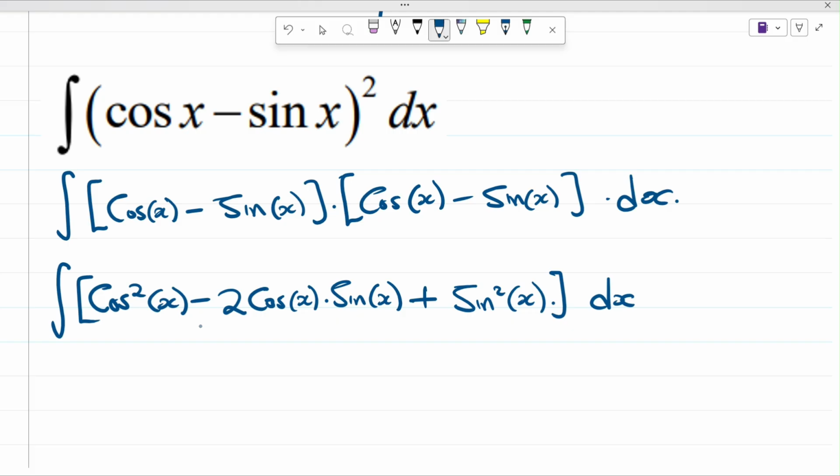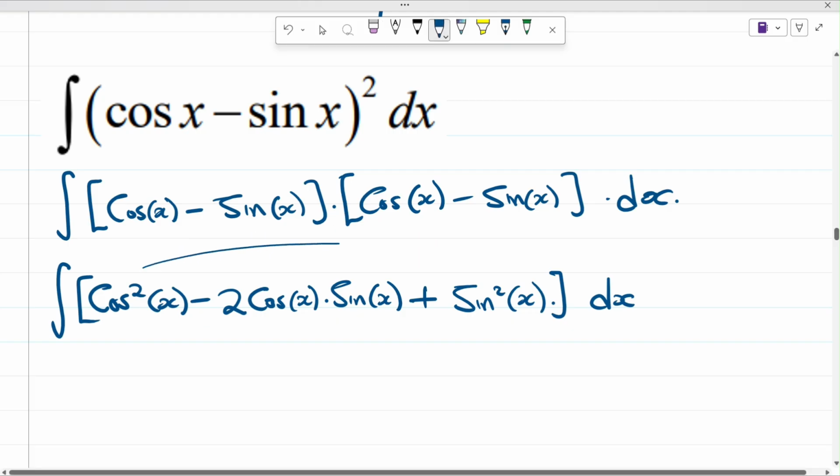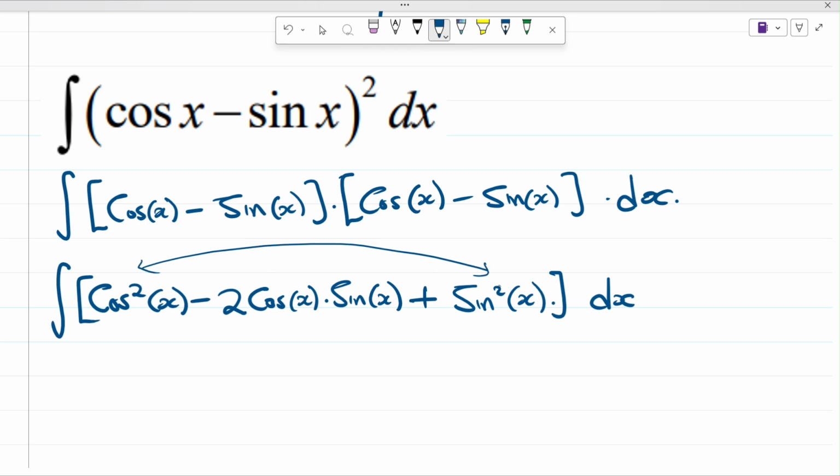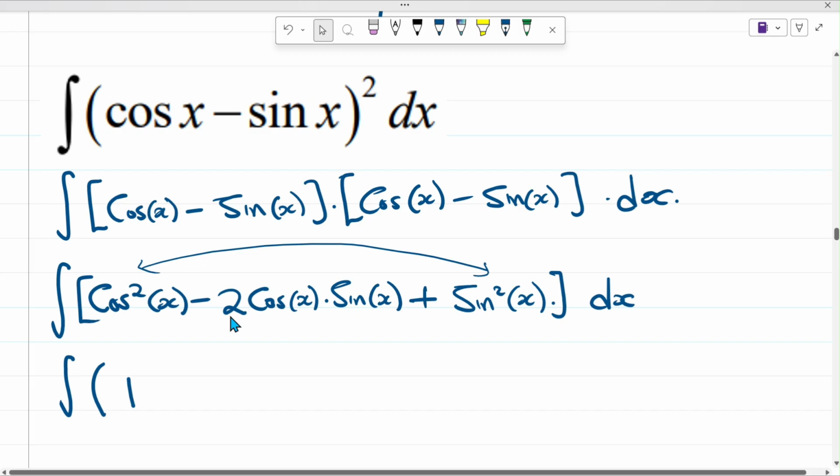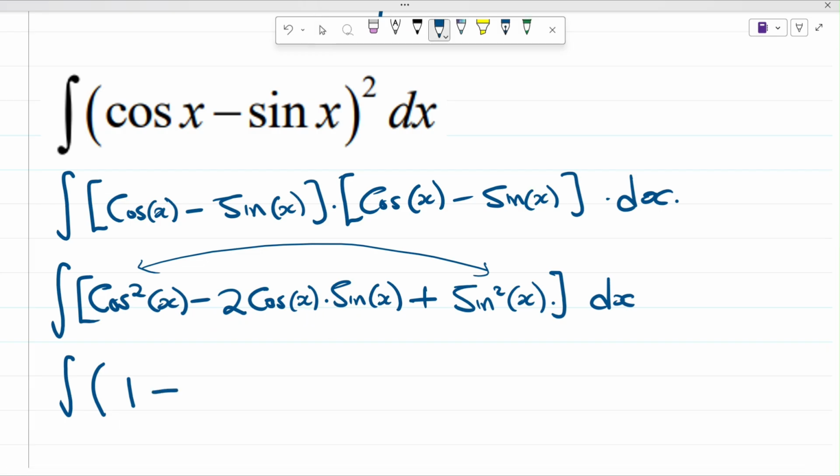But then cos squared plus sine squared is equivalent to 1, right? So I can simplify this further and say that I have 1, and then 2 cos x sine x is a double angle, so I can also say I have sine of 2x, and then dx.